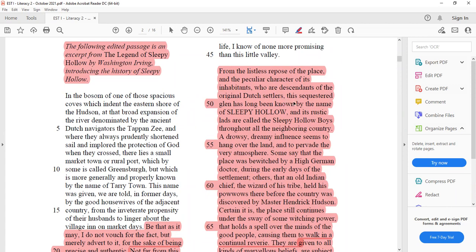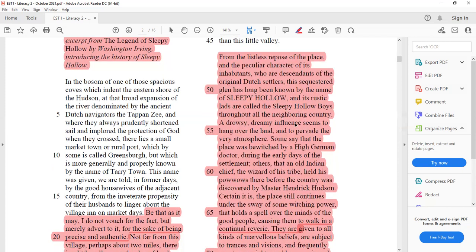Okay, let's complete. Sequestered means separated. Glen means here boys. Has long been known by the name of Sleepy Hollow, and its rustic, meaning rural, lads, meaning boys, are called the Sleepy Hollow boys throughout all the neighboring country. Also, we find this answer, mister, in the choices. Again, if it's repeated again and again, it's going to be the answer.